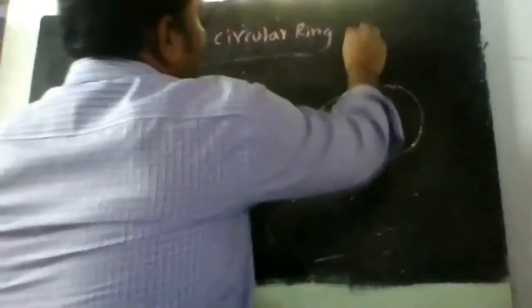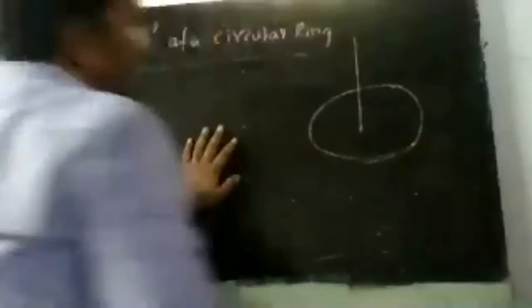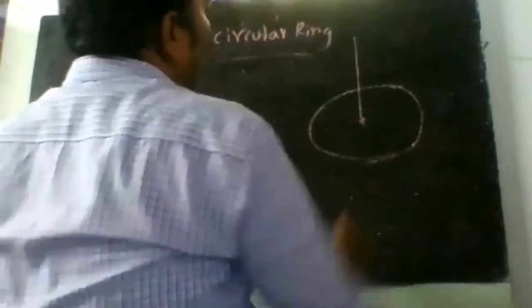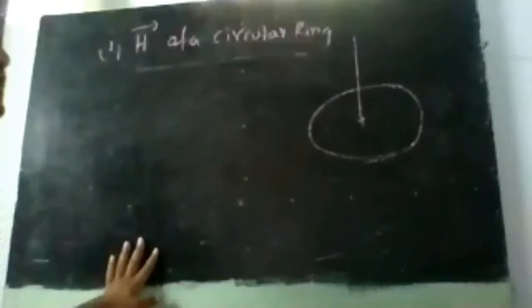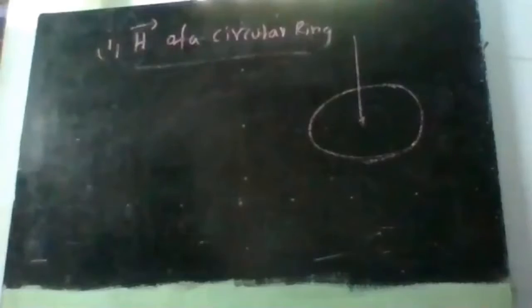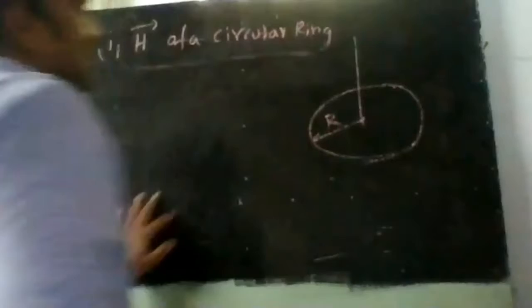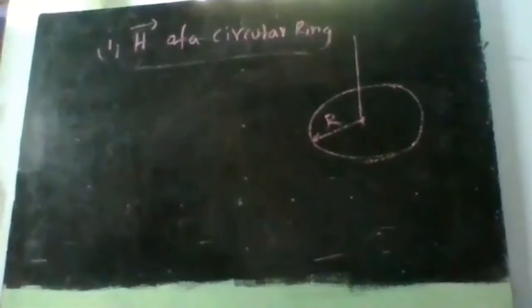So today we are going to discuss how to calculate the magnetic field intensity due to a circular ring conductor. Let us assume that there is a circular ring of conductor placed exactly at the origin. Assuming this as a cylindrical coordinate system, let the radius of the ring be r.